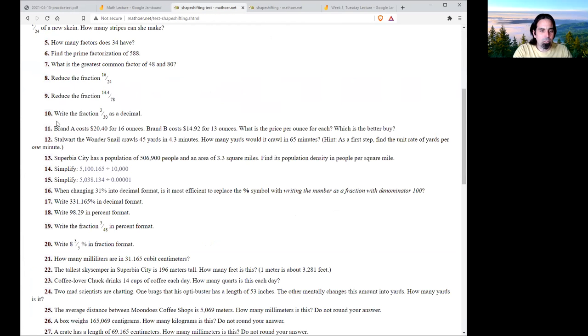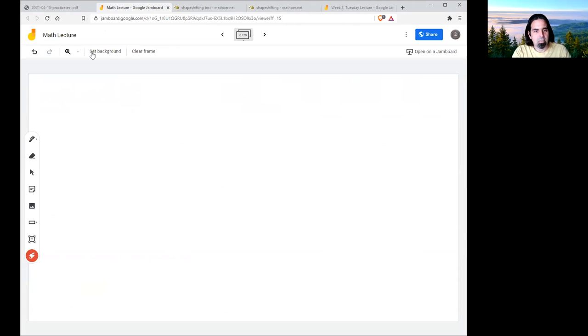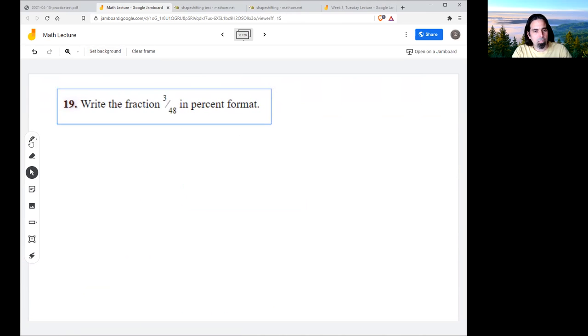Okay, let's do one more. I'm not going to do it the silly clever way. 3/48 as a percent format. So don't think about it, just start right away.